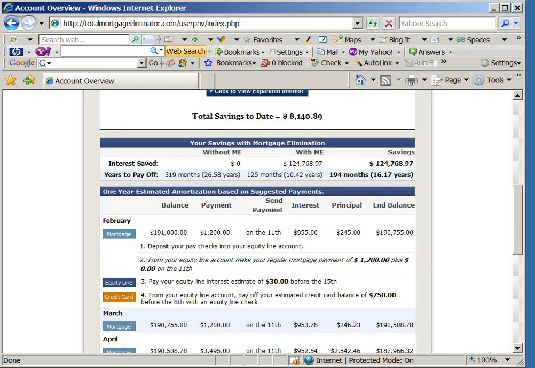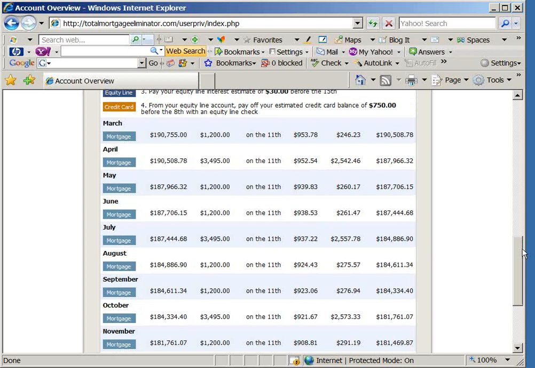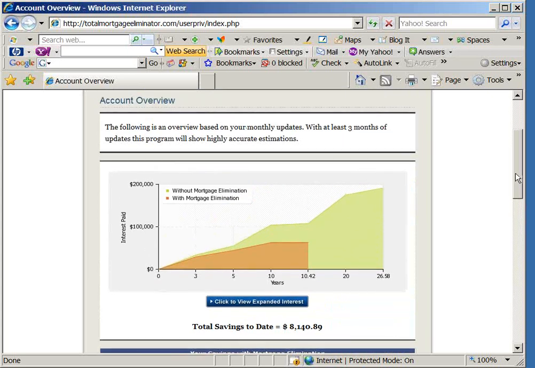Now we have the month of February, which is his current month, and we want him to deposit his paychecks again. He's going to make only just the house payment on the 11th of the month and no additional principal payment. He's going to pay off that equity charge for the equity line interest on the 15th, and he's going to pay off his credit card on the 8th. And then once again, we have scheduled some additional principal payments. But once again, these will be adjusted based on Tom's changing financial situation. And that's all there is to it.